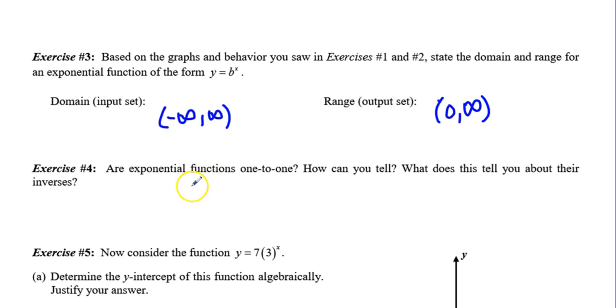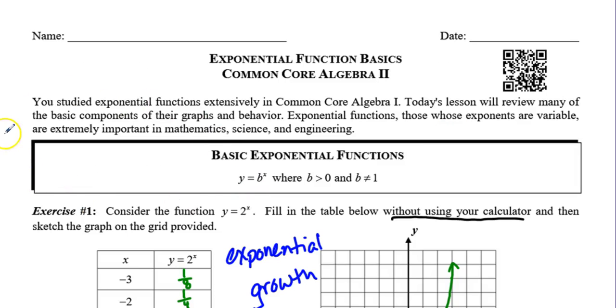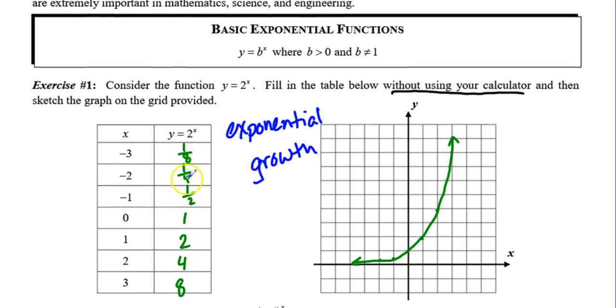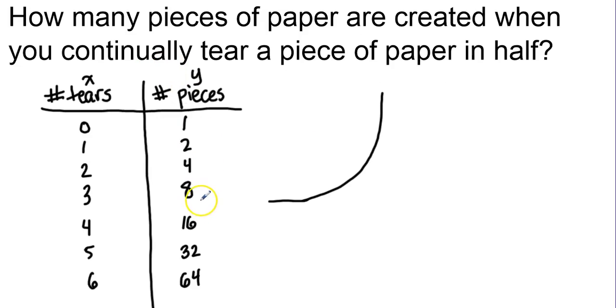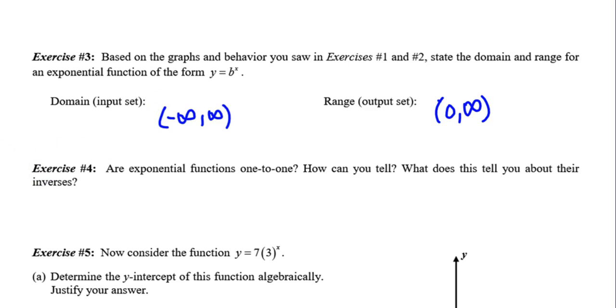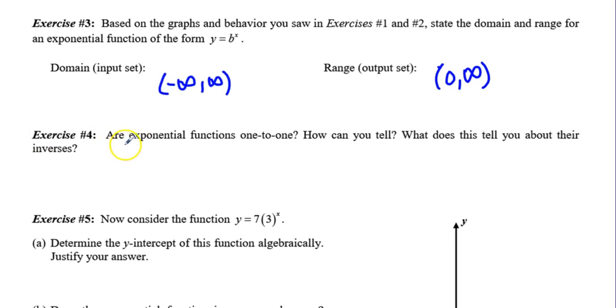Are these one-to-one functions? Think about that for a second and play the recording. Well, yes, they are. They pass the horizontal line test. When we look at the tables, each y value has exactly one pre-image, right? So, in other words, if I told you the number of pieces, you would be able to tell me how many tears we had made. So this is one-to-one, and we can tell because it passes the horizontal line test. What that means about the inverses is that their inverses are going to be functions.